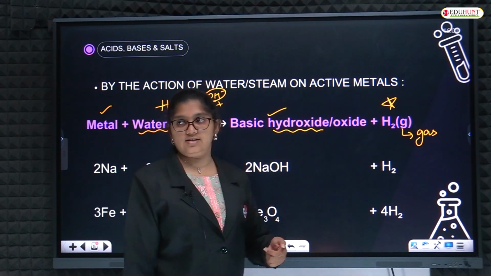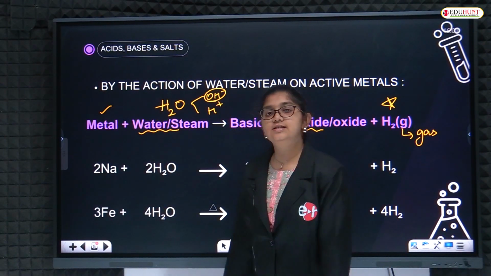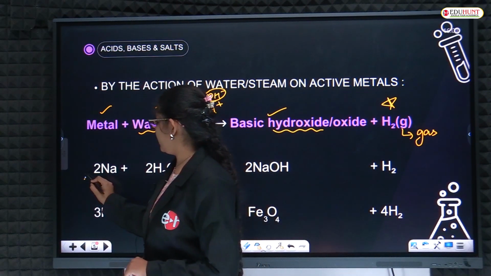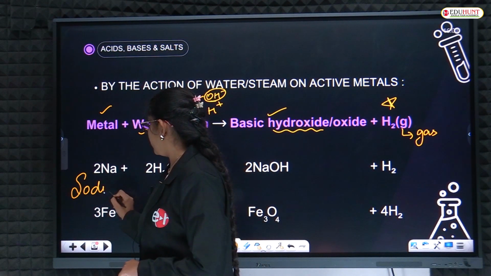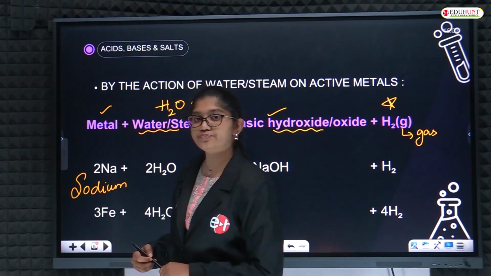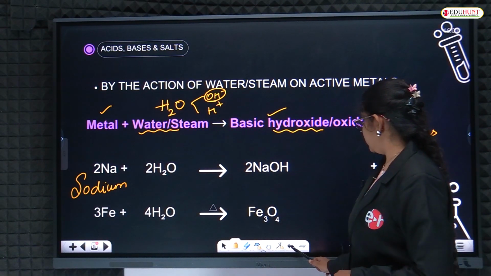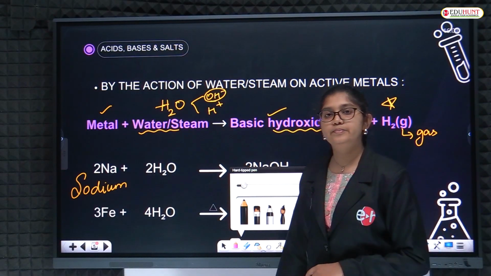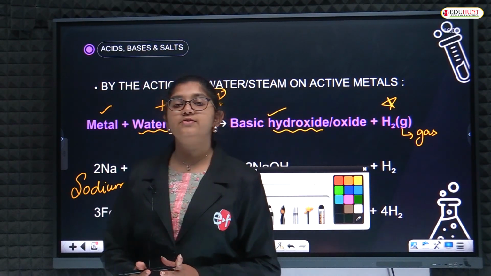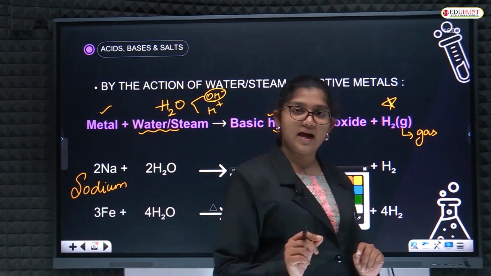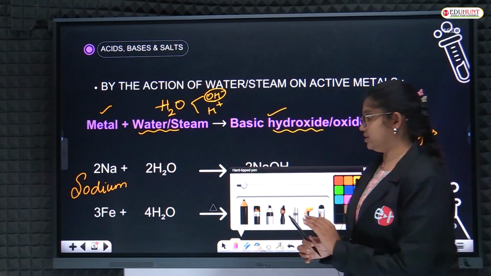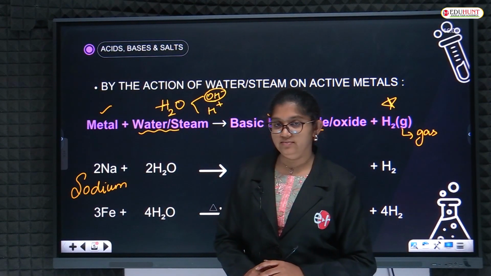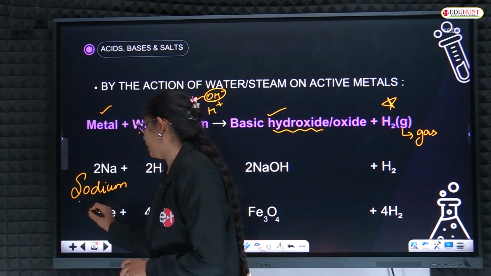Okay, children? So here, the metals taken for the examples are sodium and iron. Na means sodium. What is the Latin name of sodium? Anybody? Who knows? Raise your hands. What is the Latin name of sodium? Because sodium is not written as So, it is written as Na, capital N and small a. What is the name? No idea.